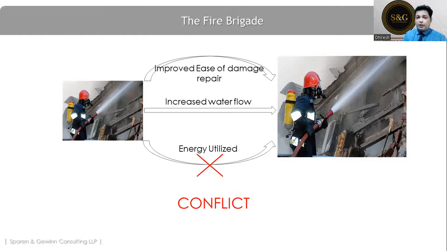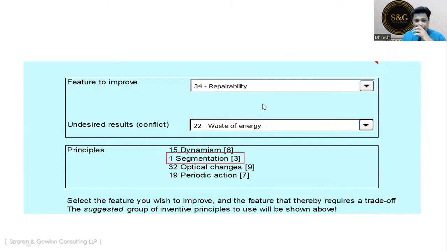So what do we do? We go to the resource, which I'm going to explain. We put what we want to improve: repairability, because extinguishing the fire is repairing the thing. I want to improve repairability, but without wasting energy, because water is energy and it is a waste of energy, which is number 22. We have to pick and choose relevant parameters, these two out of those 39 contradicting parameters. You select the feature you want to improve from the 39 parameters, and from the same 39 parameters you select the conflicting parameter from the drop box.